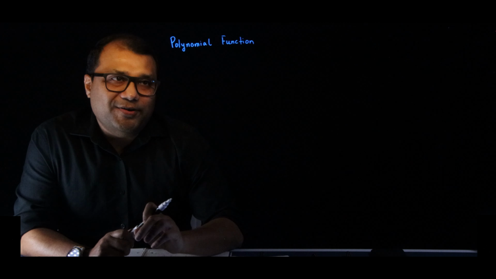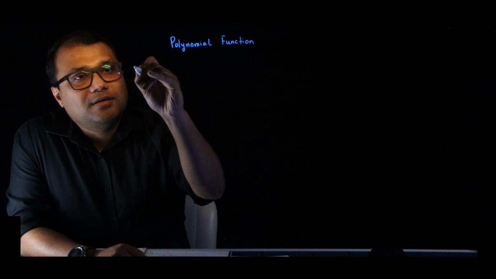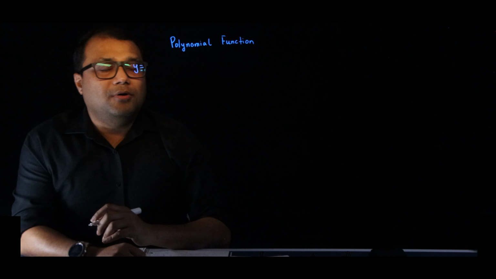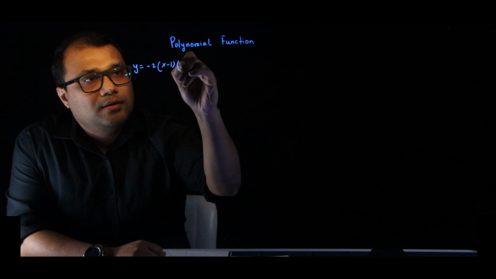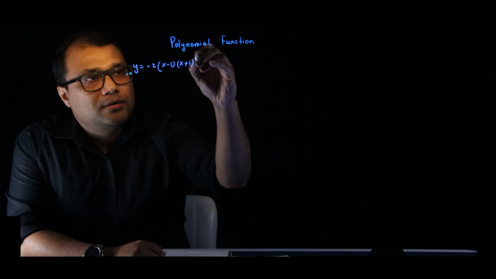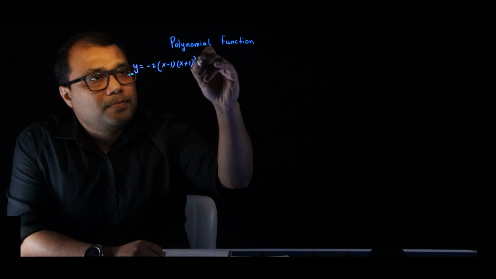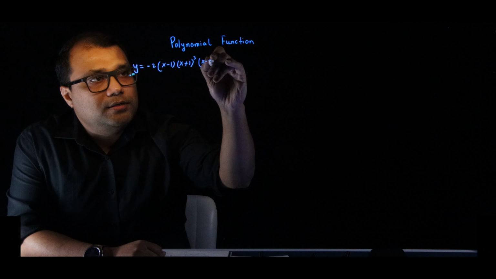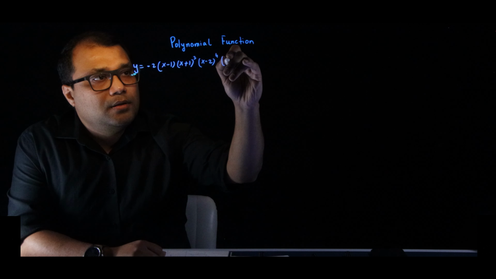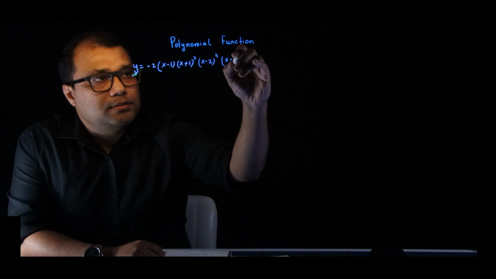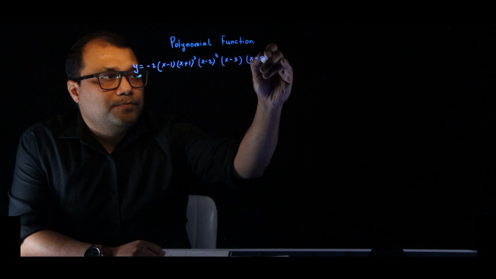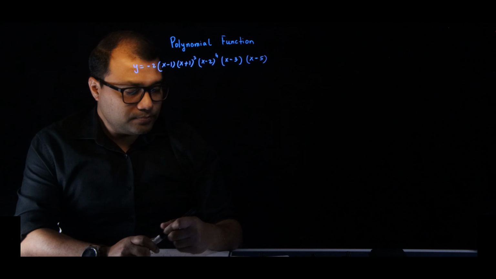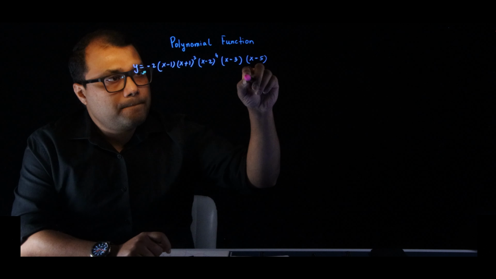Last example and then we're done. Let's plot this polynomial. Minus 2, x minus 1, x plus 1 cube, x minus 2 to the power 4, x minus 3, x minus 5. All right.